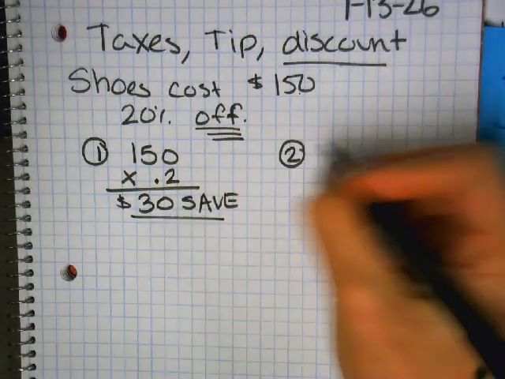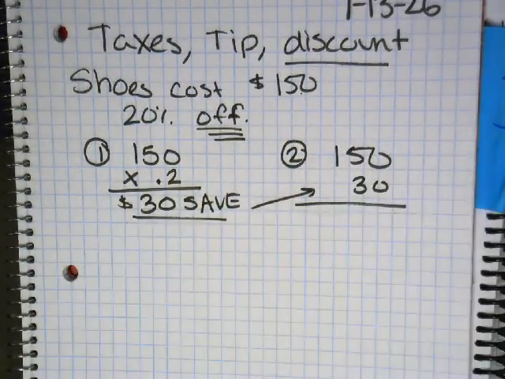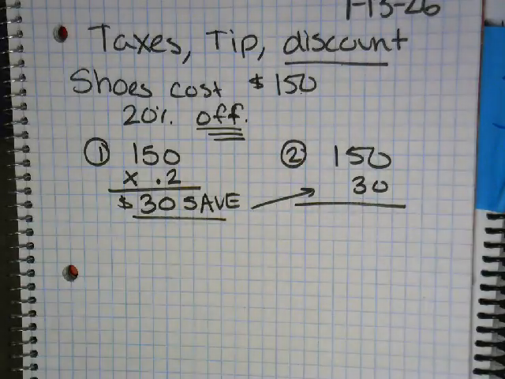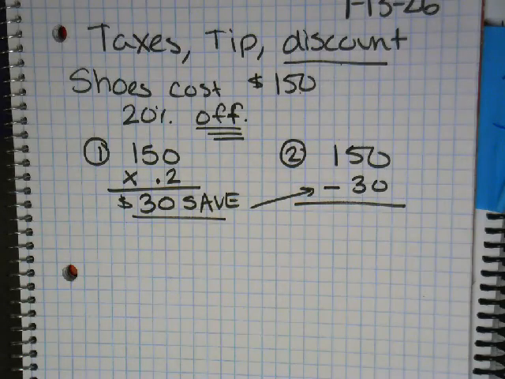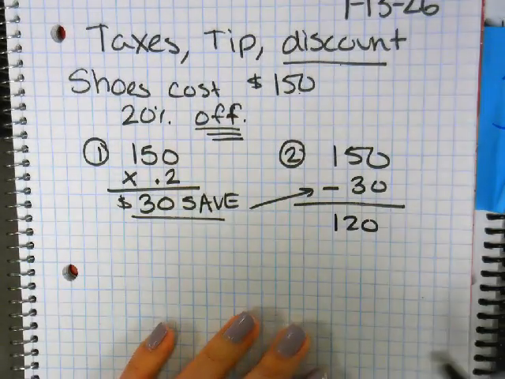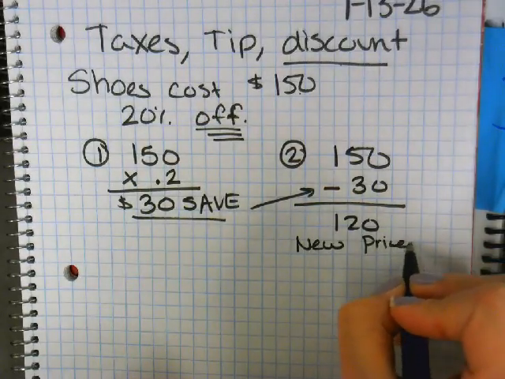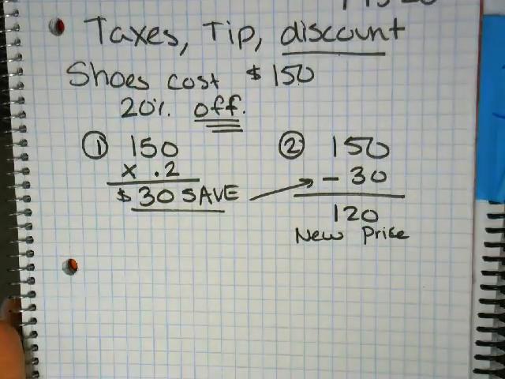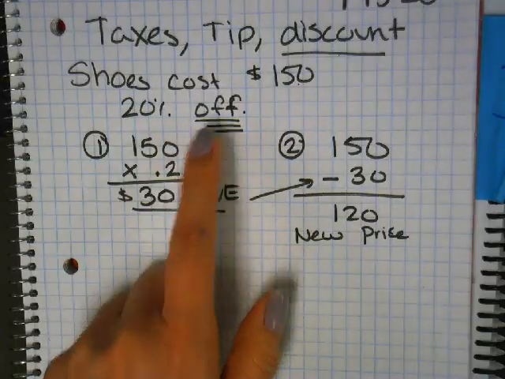Step number 2. What do I do with discount? Do I add or do I subtract how much I'm going to save? What do I do? Add or subtract? That's right, subtract. Okay, so we subtract and we get 120. That is your new price, how much you're going to spend, okay, new price. Okay, all right, cool. So that's for discount. Step 1, multiply. Step 2, subtract. Every time you see the word off, multiply, subtract.